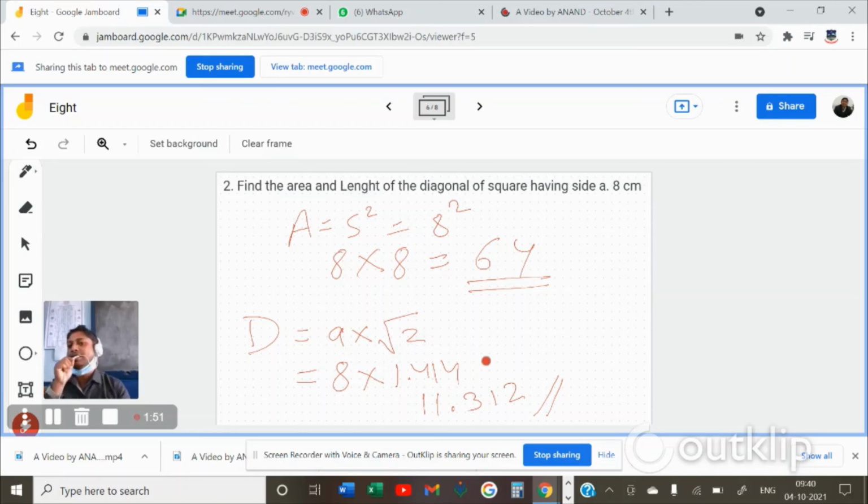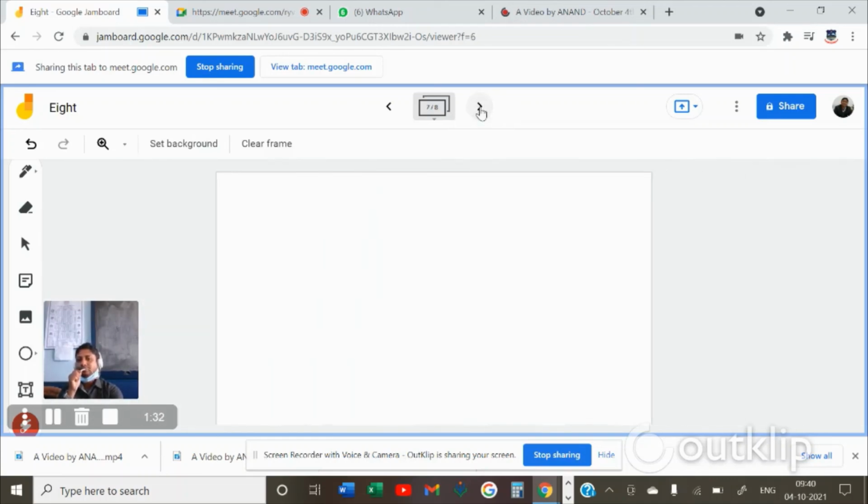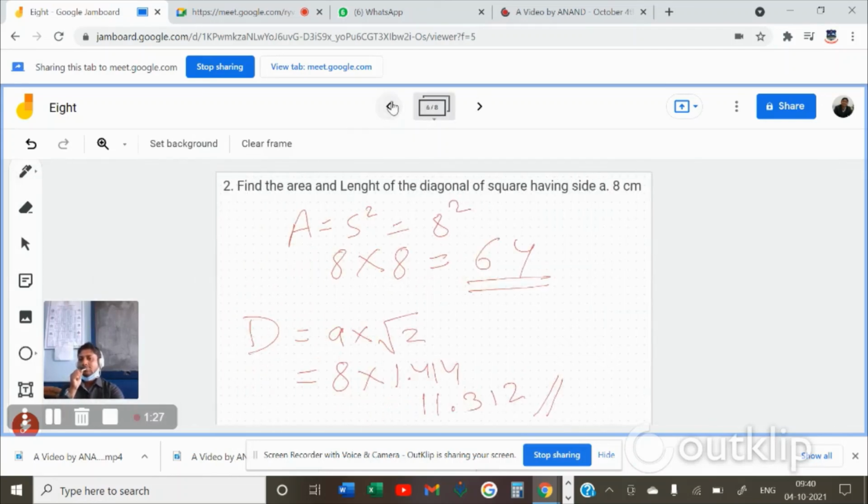Now quickly, I am giving you 50 seconds. Quickly multiply this in your rough copy and see whether you get 11.312 or not. Quickly do it. Come on, I'm waiting for you. Now come on, you have to multiply it. 8 into 1.414. Do it. 11 point, is it correct? Yeah, 11.312. Okay, so this is done.